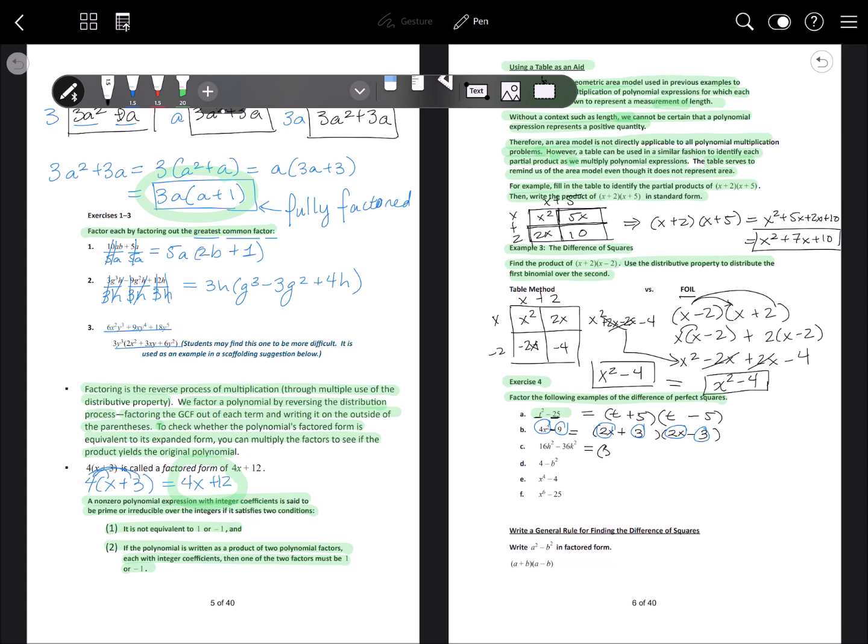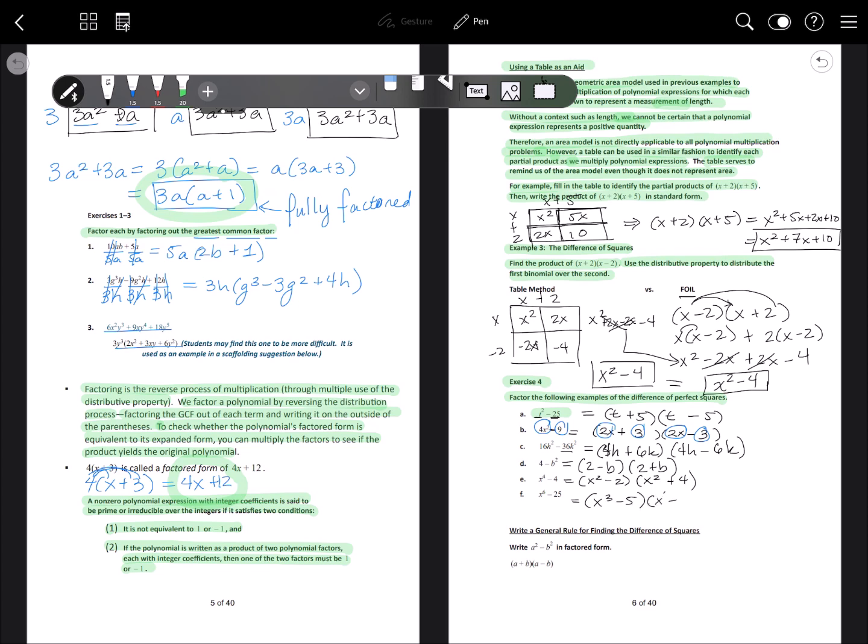Notice how each term is the square root of the two terms of the difference of perfect squares. So for C, we can look at the perfect squares. We can already say that it's going to be the square root of 16h squared, or 4h, plus the square root of 36, or 6. So 4h plus 6 times 4h minus 6. For part D, there's an interesting dilemma. Notice how the 4 is first and the b is second. It still applies. 2 minus b, 2 plus b. The variable doesn't have to be first.